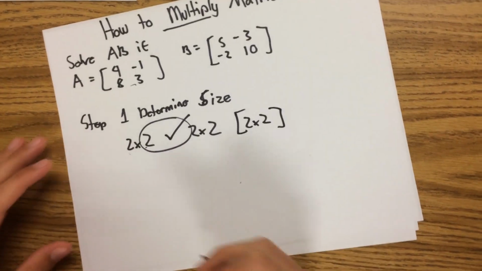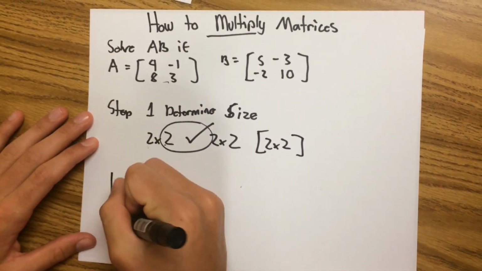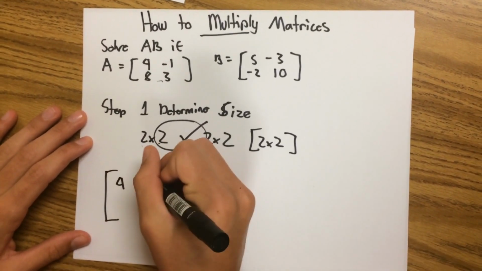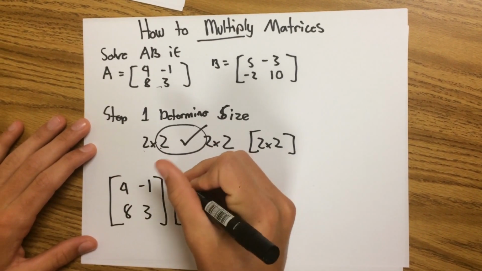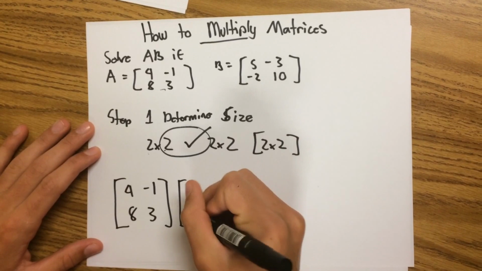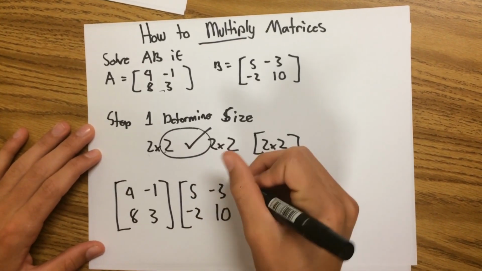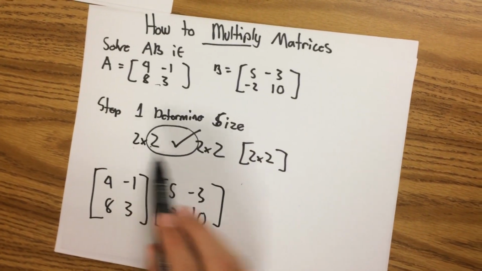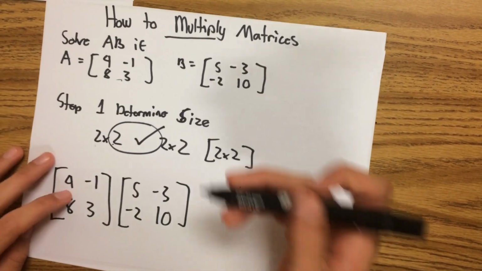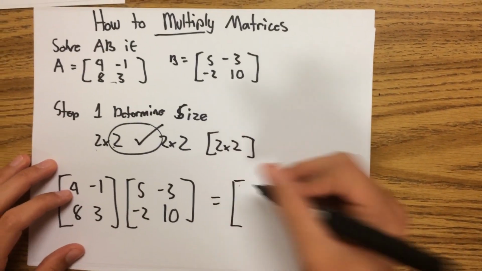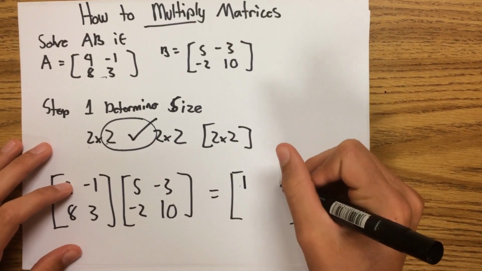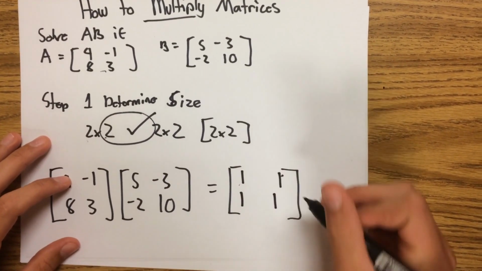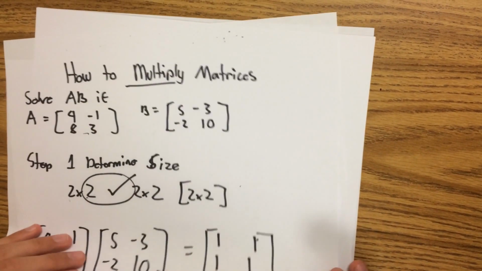Now, let's get back to multiplying. So we have 4, -1, 8, 3, times 5, -3, -2, and 10. So these are both 2 by 2 matrices, as in the example. So we're going to have a 2 by 2 result. Okay, so we're going to have one here, one here, one here, and one here. Now, let's get to multiplying.